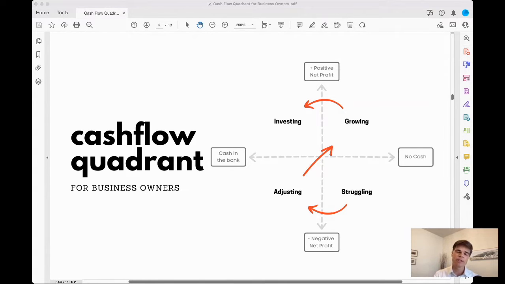If we move up into the top right-hand quadrant, which means a business has no cash, but they have positive net profit, that would mean they are a business that is growing and they never have enough capital, but their profit and loss statement is showing that they do in fact have positive net profit. And then off to the top left-hand side is cash in the bank with positive net profit, which means you've probably stepped into the cycle of investing with your business.